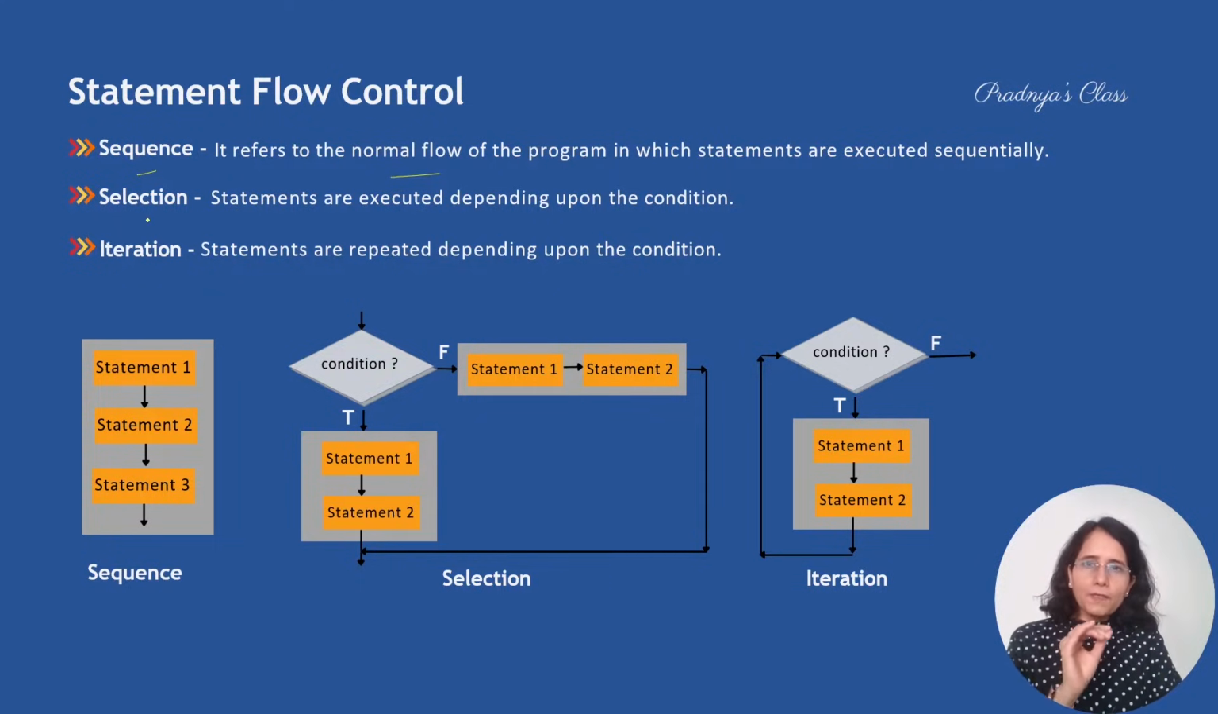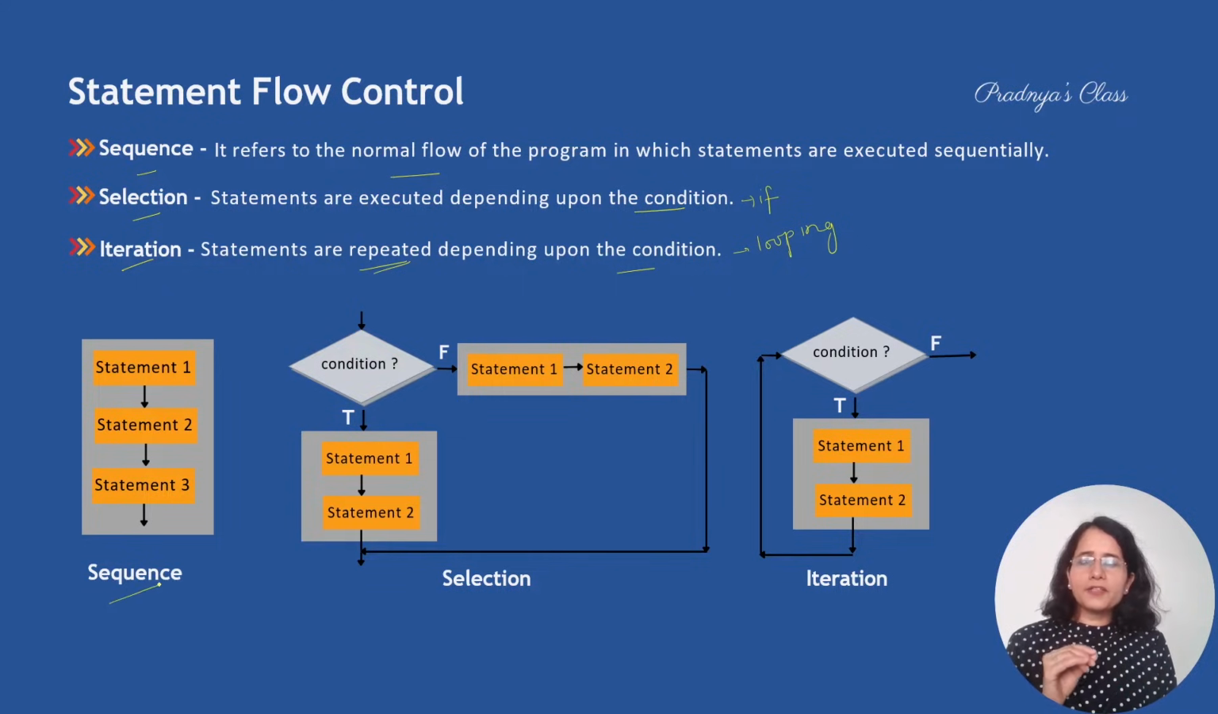The second type of construct is selection. In this, statements are executed depending on the condition. If the condition is satisfied, then one set of statements gets executed, otherwise another set of statements gets executed. So we use the if statement to design selection. And the third construct is iteration. Iteration means repetition. In a program, some statements are repeated based on the condition. We use looping statements for iteration, so we will study two looping statements in this chapter. Look at the diagram.